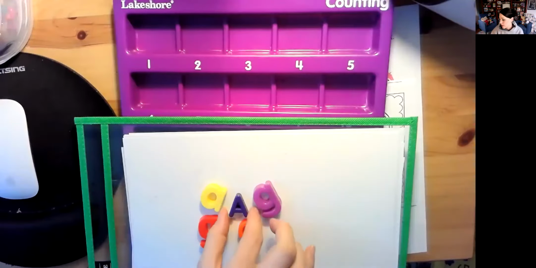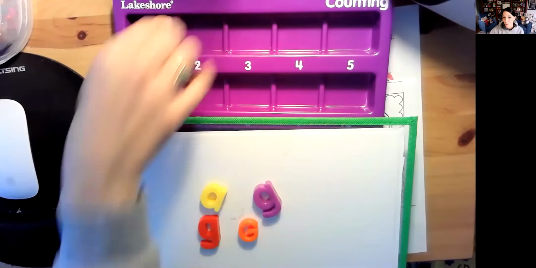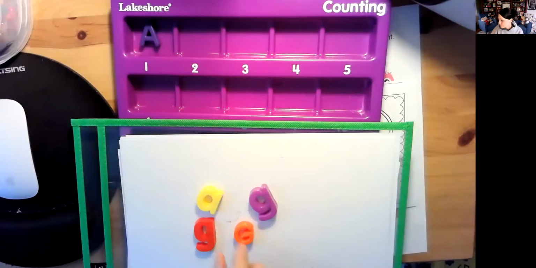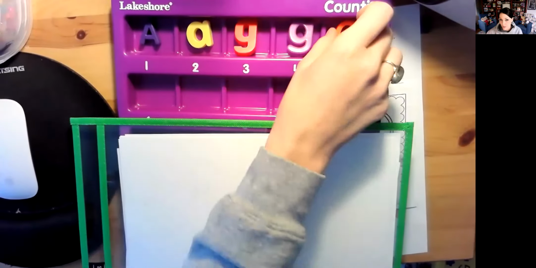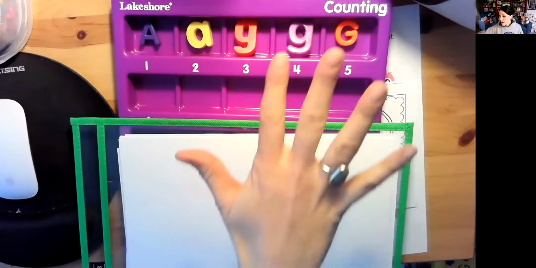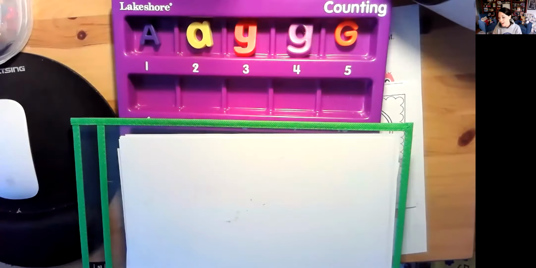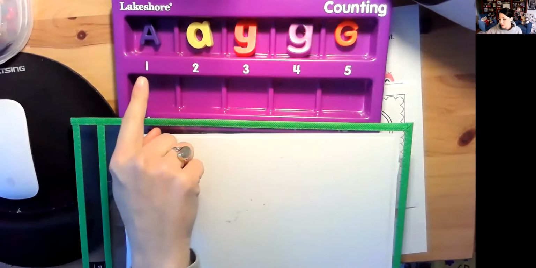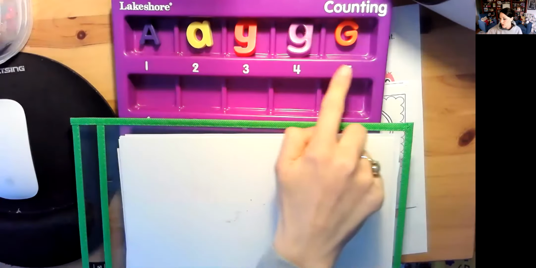And here we go. Ready? We start at one. One, two, three, four, five. Today we have five. I was very close with my estimate. I said four, but there's five. Okay, so let's go ahead and one more time, just count to make sure. We like to double count. One, two, three, four, five.